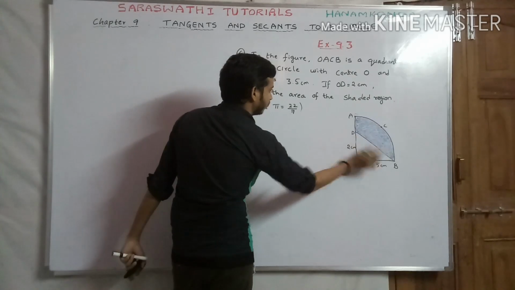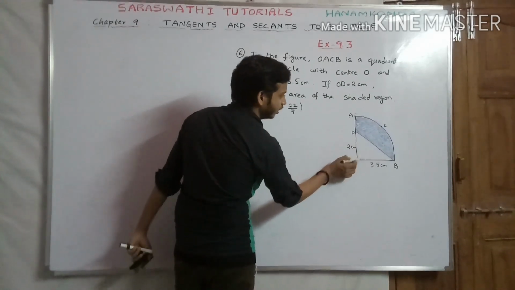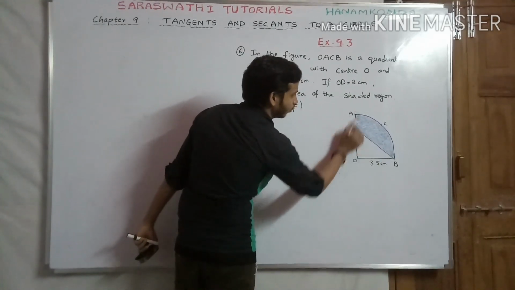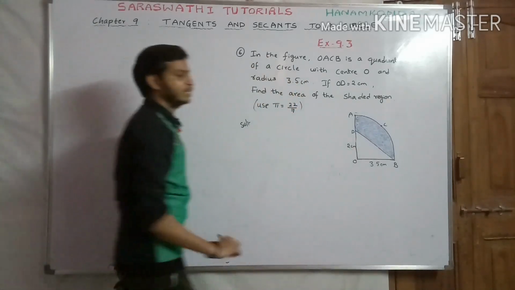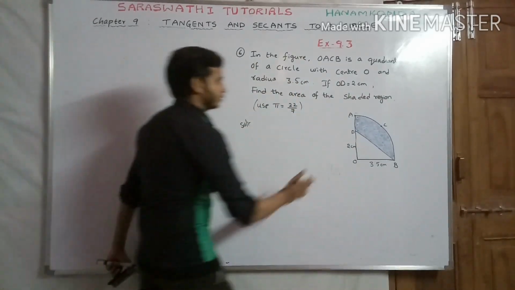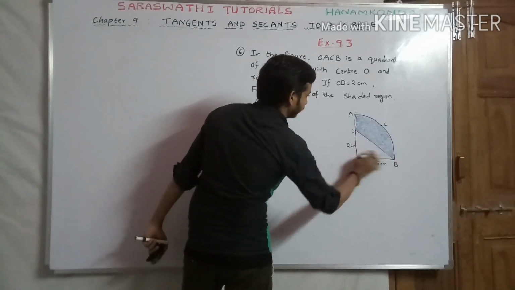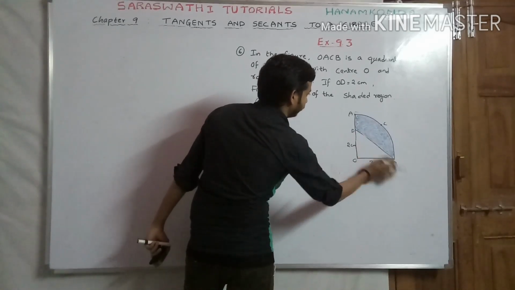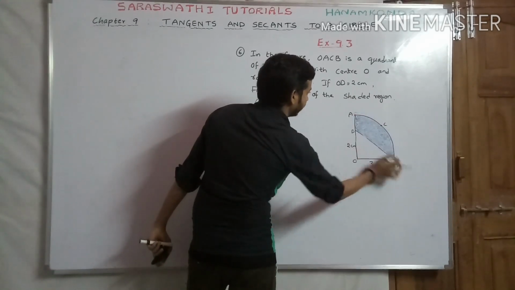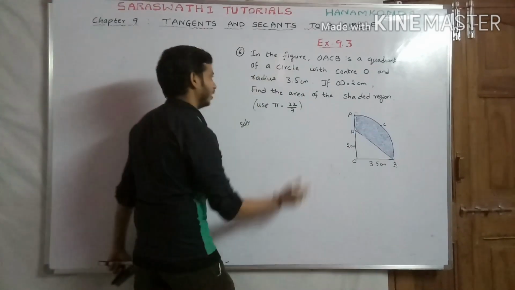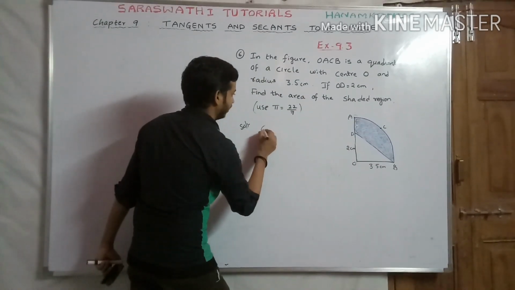So to find the area of the shaded region from the given figure, if we subtract this triangle from the quadrant, we can obtain the area of the shaded region. So we have to subtract the area of triangle OBD from the area of this quadrant, and we can get the area of the shaded region. So first write the given data.